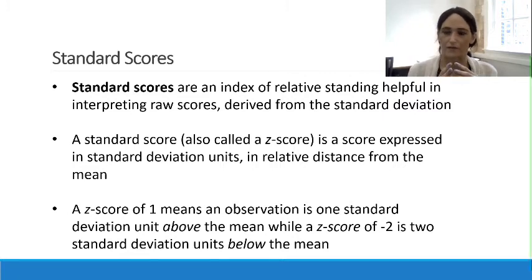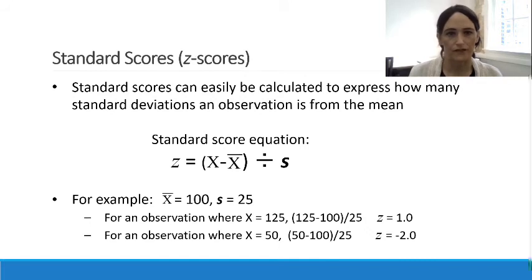So it's a way of talking about variability without using the original units. And it then becomes a little more useful for comparing across different measures on different scales, because you can talk about how different a value is from its own mean without having to think about what the units are. So standard scores can be easily calculated to express how many standard deviations an observation is from the mean. Again, it looks like a fancy formula, but all we're doing here is taking the observation that we have, x, subtracting the mean, and dividing it by the standard deviation.